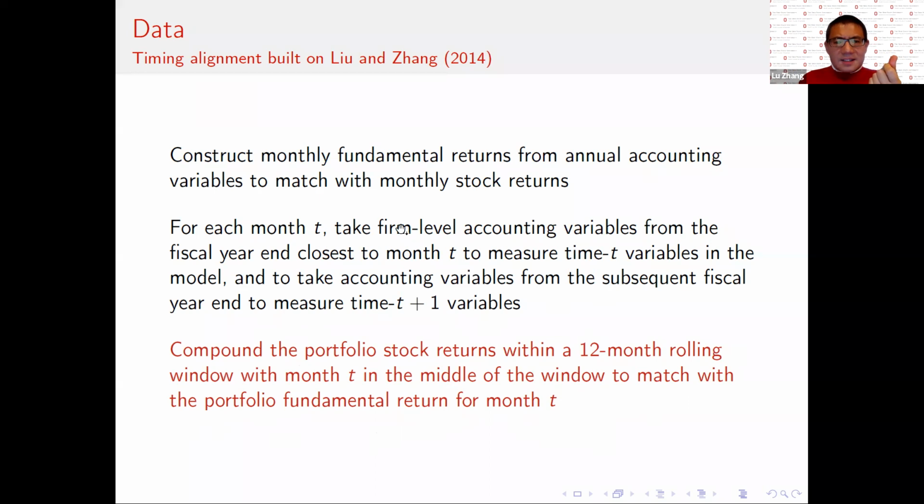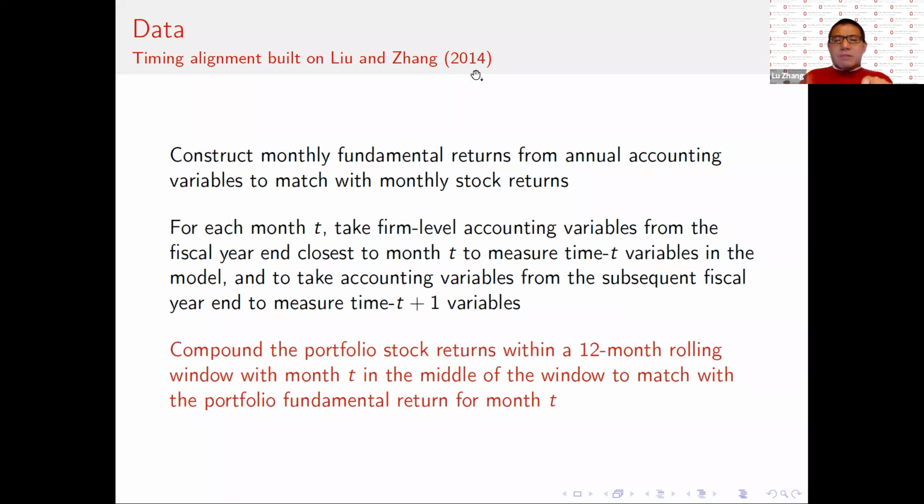So basically, if you look at the second point, for each month T, you grab accounting variables in CompuStat from the fiscal year closest to that month. We define that as time T within the model and the subsequent fiscal year end as T plus one in the model. But the stock return for that month is only for that month. When you construct a fundamental return for that month, the information comes both from before and after that month. And because fundamental return is constructed out of annual accounting variables, it is in annual terms, and that month's stock return is in monthly terms.